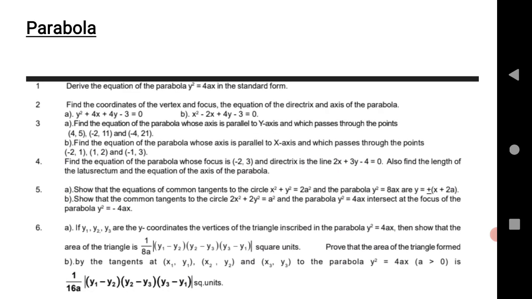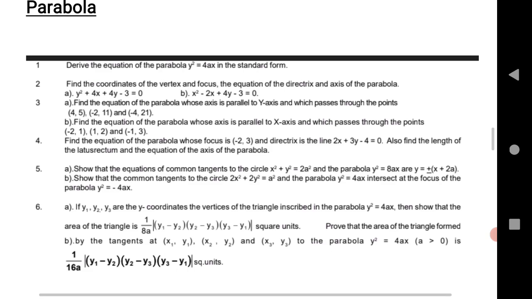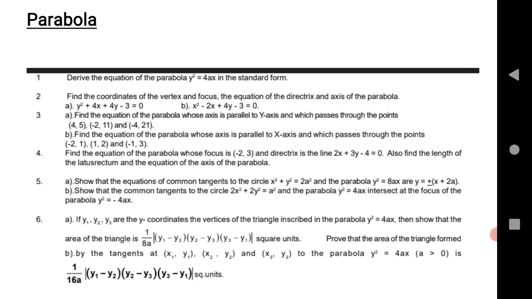First is the very important question: derive the equation of parabola y square is equals to 4x in the standard form. Next is find the coordinates of the vertex, focus, equation of directrix, axis of the parabola. Next is find the equation of parabola parallel to x-axis and y-axis. These two are very important questions.